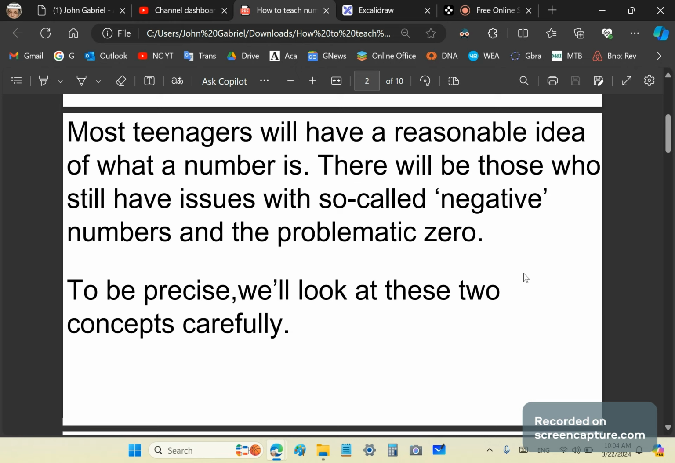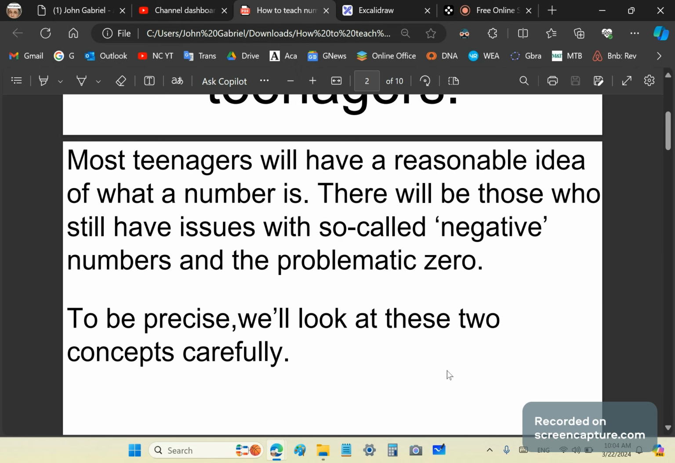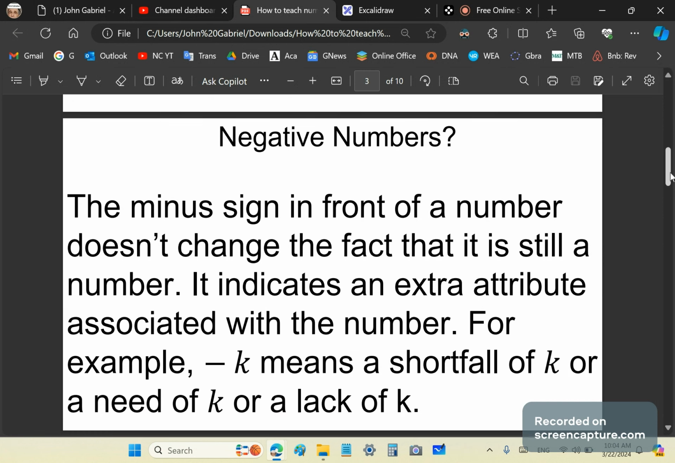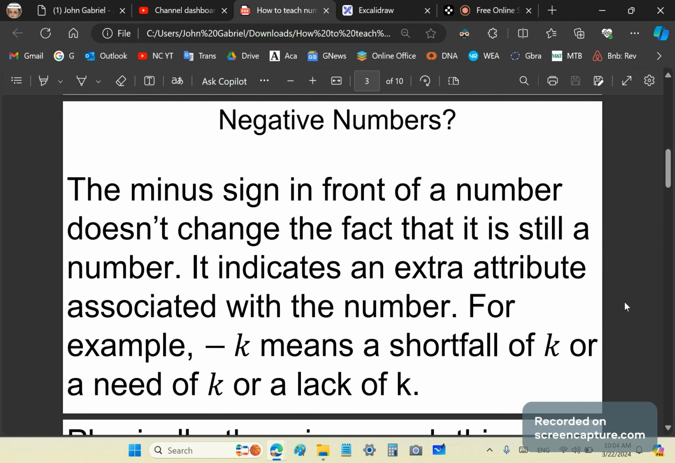Most teenagers will have a reasonable idea of what a number is. There will be those who still have issues, such as those who claim that negative numbers don't relate to anything in the real world, and also the problematic 0. But to be precise, we need to look at these two concepts carefully, okay? So, is there such a thing as a negative number? In reality, there isn't. Not even in abstract theory is there such a thing as a negative number.